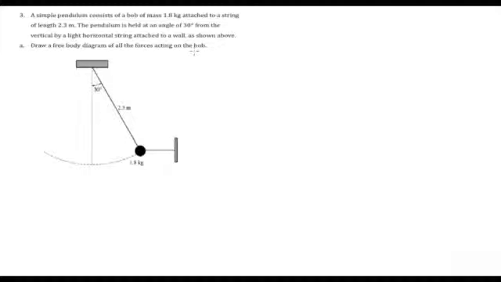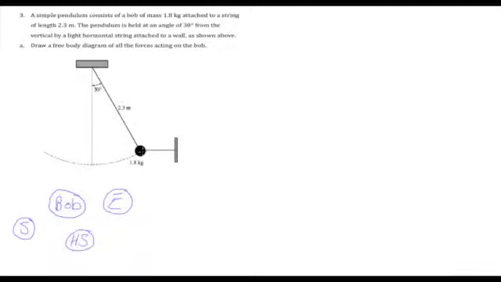I am going to start this one off by drawing another system schema. We need to think, what is all acting on my bob? So what's acting on the bob? Well, the bob is of course interacting with the entire Earth. Then we have the horizontal string, as we're going to call it. Then we have the other string, which I'm going to just call S.